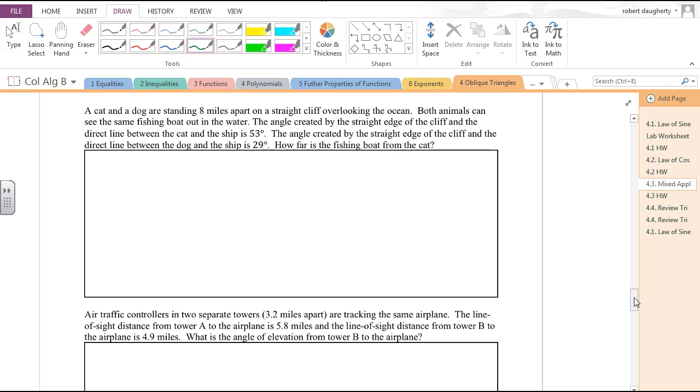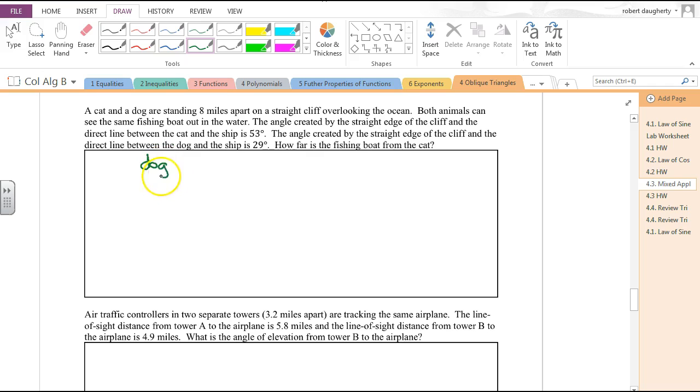So a cat and a dog are standing 8 miles apart on a straight cliff overlooking the ocean. Both animals can see the same fishing boat out on the water. The angle created by the straight edge of the cliff and the direct line between the cat and the ship is 53 degrees. Between the dog and the ship is 29 degrees. How far is the fishing boat from the cat? Okay. Not a very likely scenario, but we'll see.